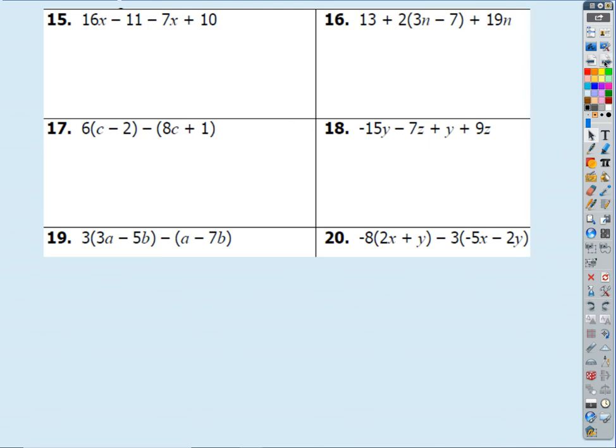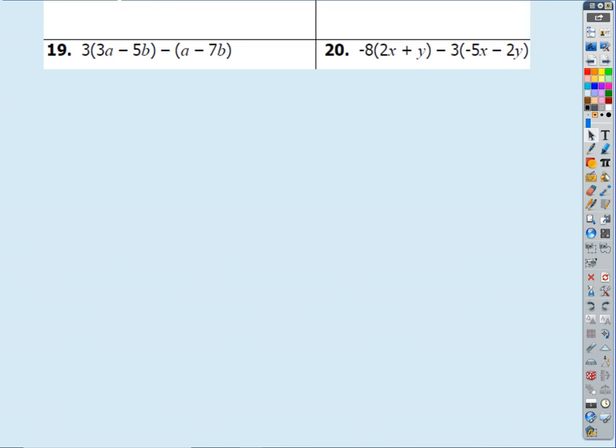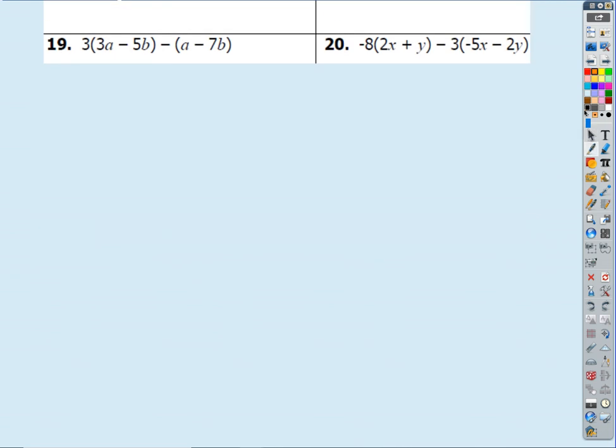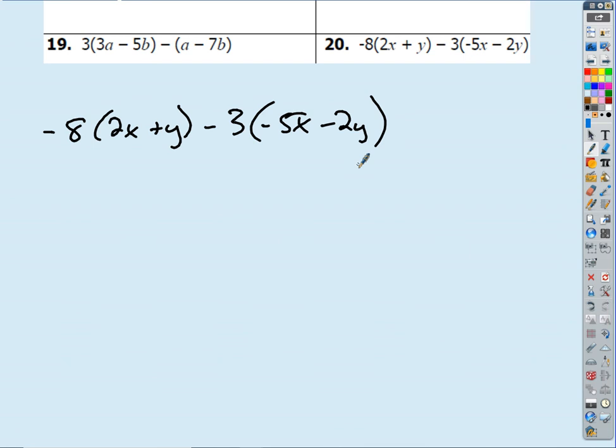So let's pick the hardest one up here, like this number 20. And let's look at that one. So I've got -8 times the quantity 2x plus y, minus 3 times the quantity -5x minus 2y. Now this time when I simplify that, it has variables in it, so I should not expect to get back a single number, right? We're not evaluating this time. We're trying to just simplify this, like we did in our first couple of examples where we had only numbers, but there was a lot of work to do. What can I do here? To simplify, I'm just going to distribute first of all, right?